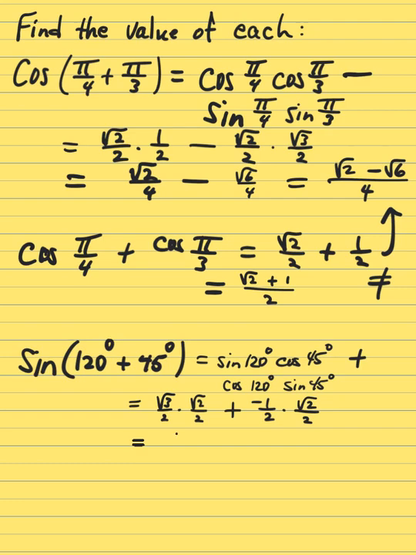Multiplying, we get square root of 6 over 4 minus, be careful here, square root of 2 over 4. And then if you wanted to get those together, square root of 6 minus square root of 2 all over 4.